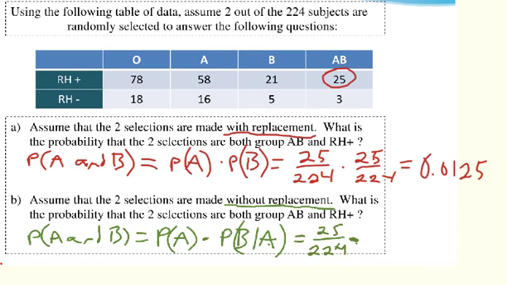now there's only 24 people left in this group since we did not replace the one we chose. So that is, we have 24. And instead of 224 people that we're choosing from, there's one less. So that is 223. Throwing this into the calculator gets us 0.0120.